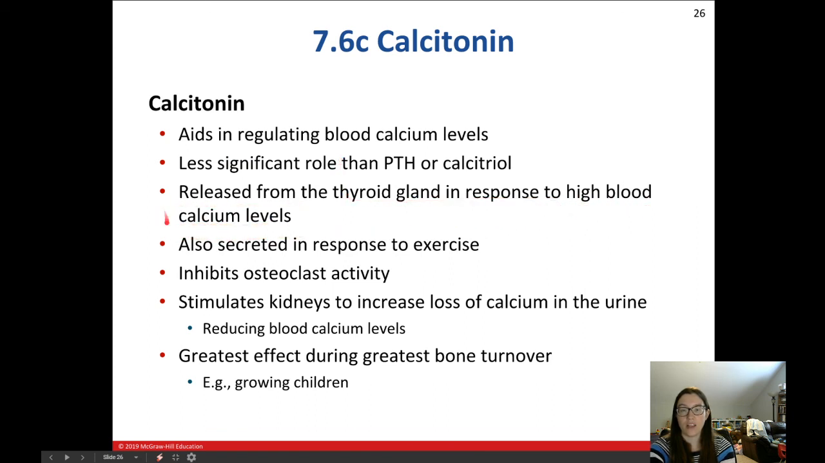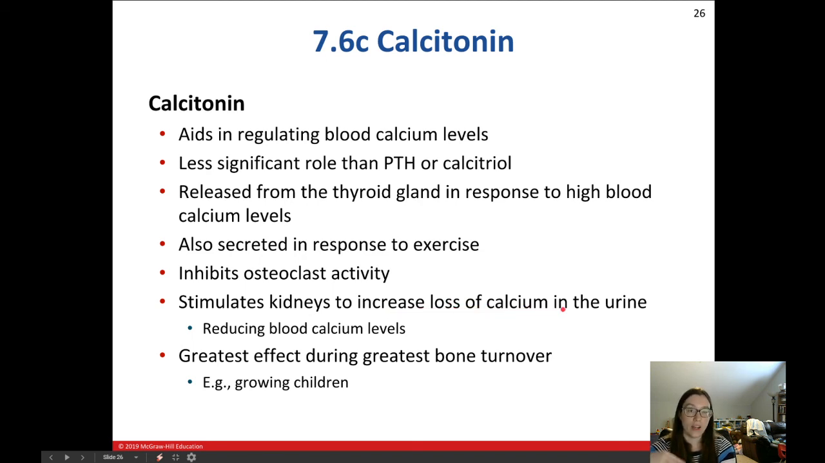So the variable is blood calcium. The stimulus is an increase in the blood calcium. The receptor and control center, again, are going to be the thyroid gland. So the thyroid gland is going to sense this increase in blood calcium levels, and it's going to make a decision to do something, and it's going to send calcitonin, right? Calcitonin is that chemical messenger, that hormone. It's going to send calcitonin to the effectors, and the effectors are going to be the bone, where it inhibits osteoclast activity, as well as the kidneys, where it stimulates the increase in loss of calcium in the urine.